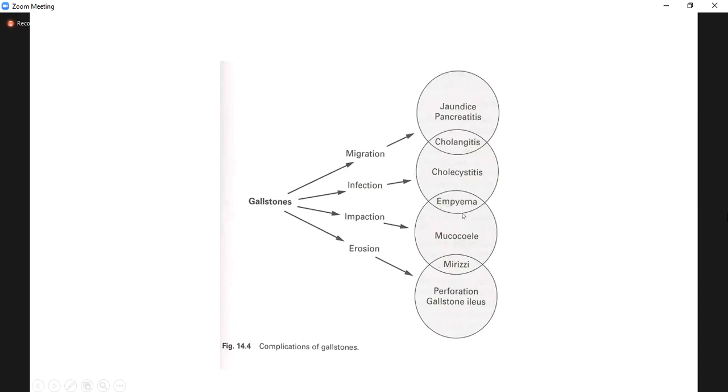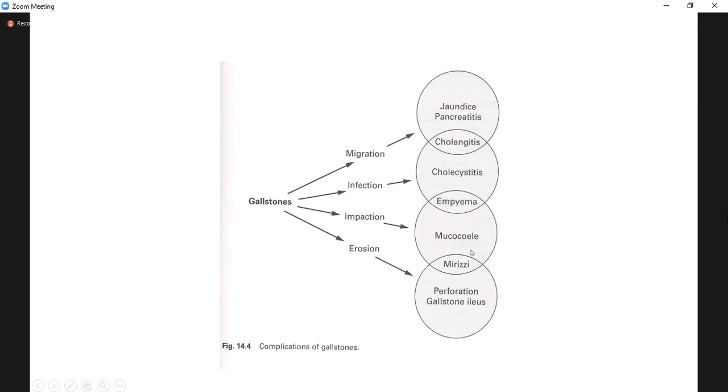So somebody will ask you, what is empyema? You should be able to say that a collection of pus inside the gallbladder is called empyema, right? So that is with infection. With gallstones, obstruction of the outlet, and continuous obstruction with no resolution, there's fluid accumulation and infection causing empyema. The gallbladder is filled with pus. So that's called empyema. If the gallbladder is impacted, again, the same thing, you can have empyema.